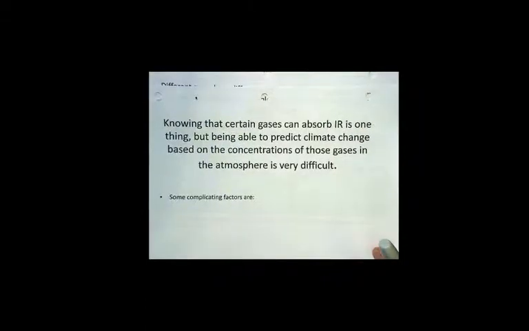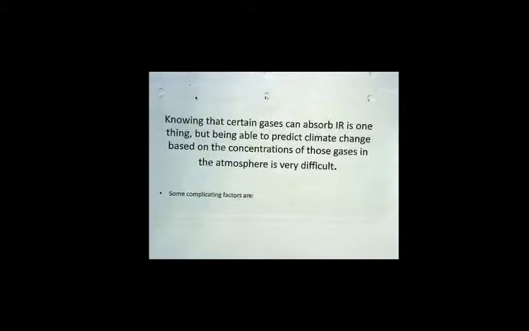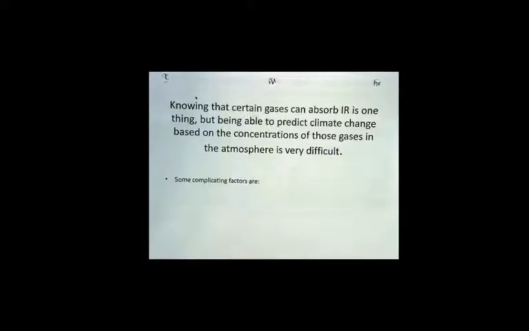All right, so knowing that certain gases can absorb infrared radiation is one thing, but being able to predict climate change based on the concentrations of these gases in the atmosphere is very, very difficult. There are some serious complicating factors when climate scientists try modeling. They try to come up with computer models, which are really mathematical equations, where they can put all the factors into the equations to calculate how much heat is going to be absorbed by these gases and how it's going to cause the global average temperature to change.